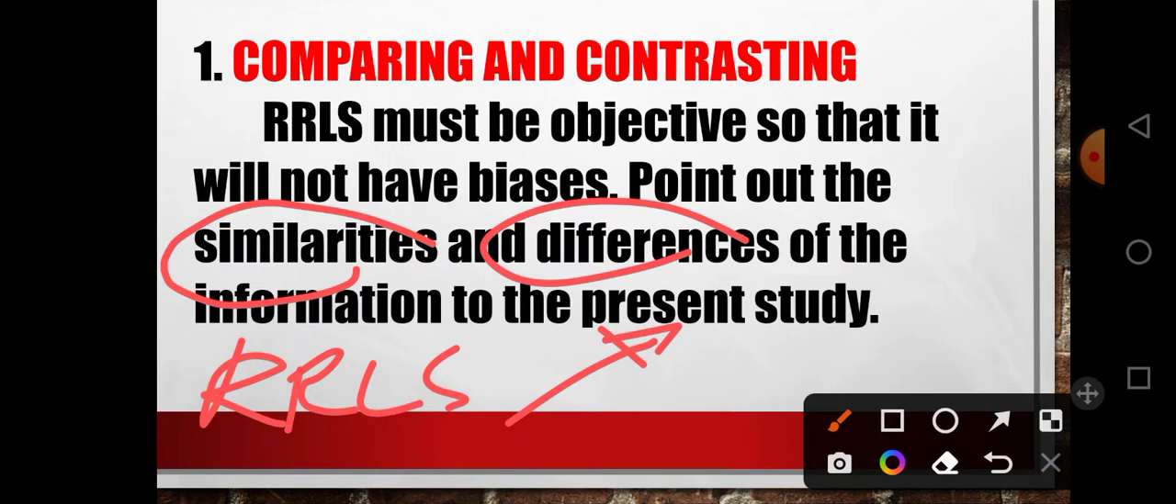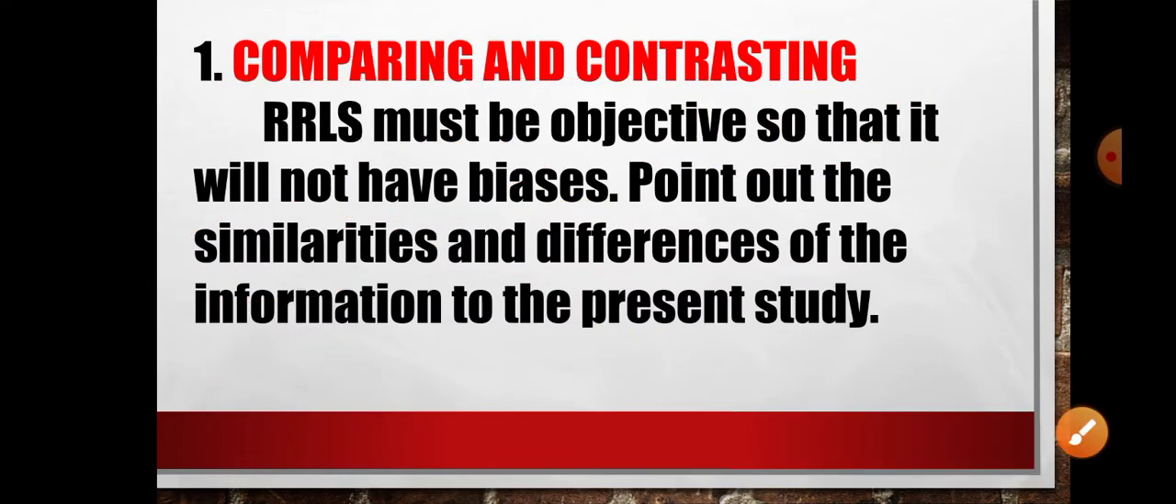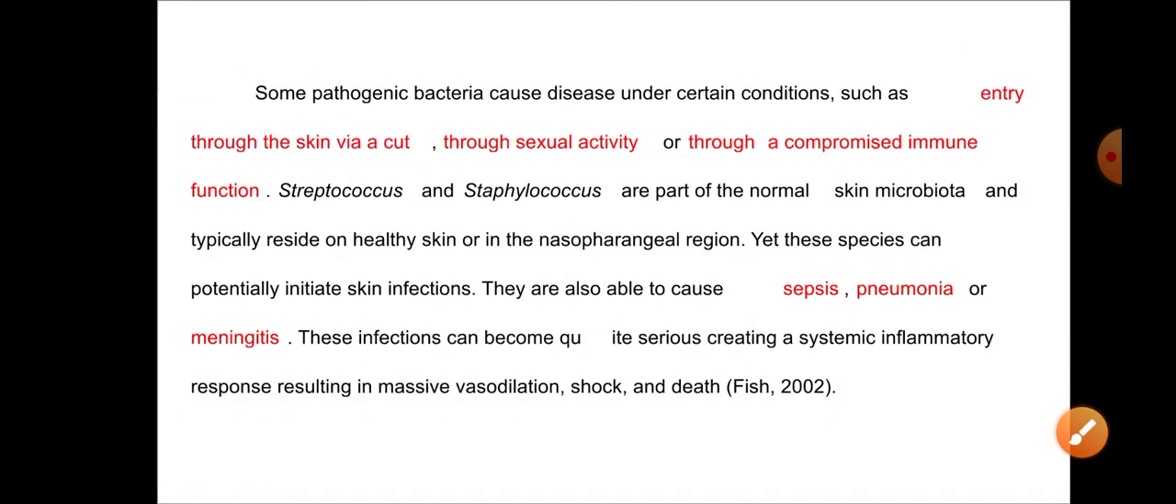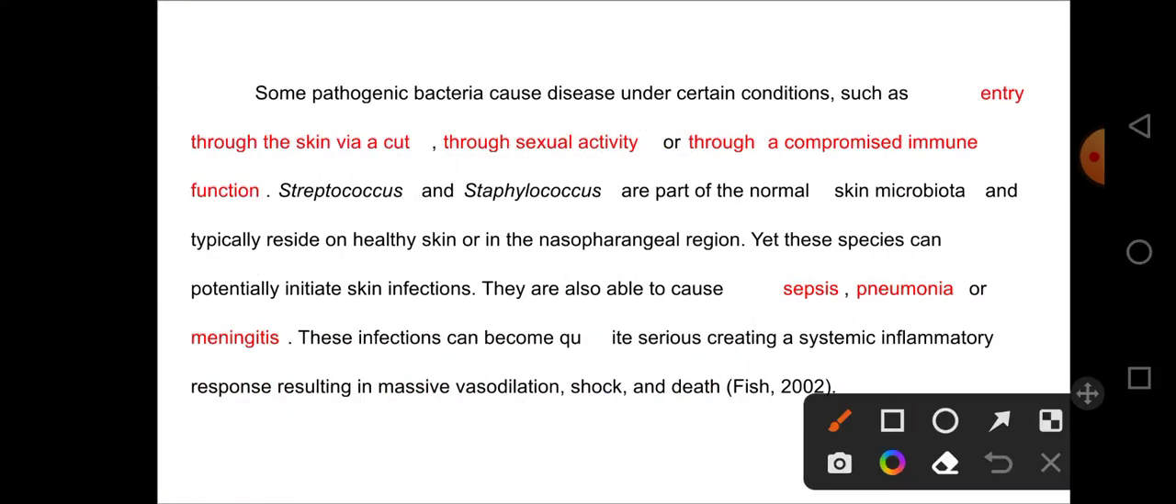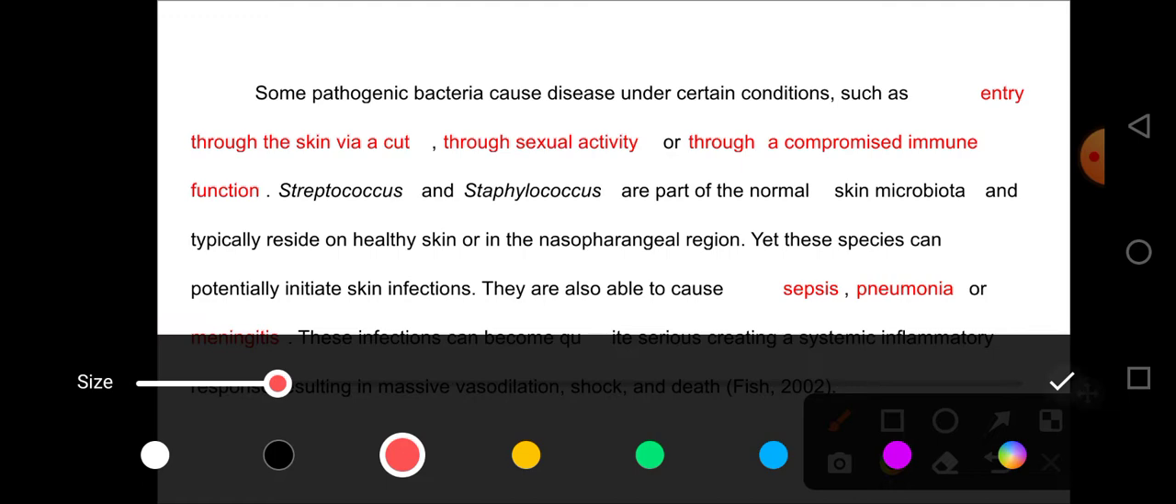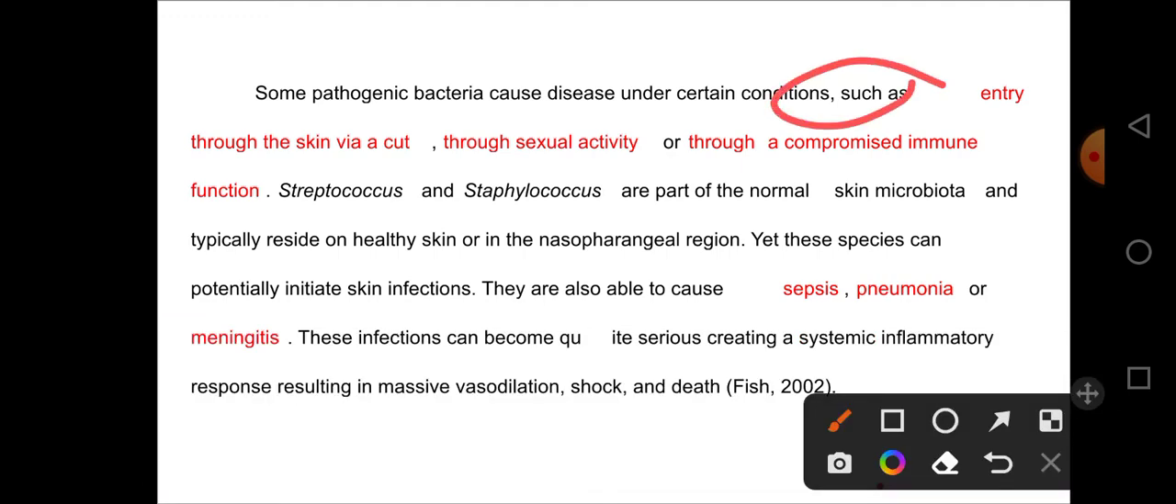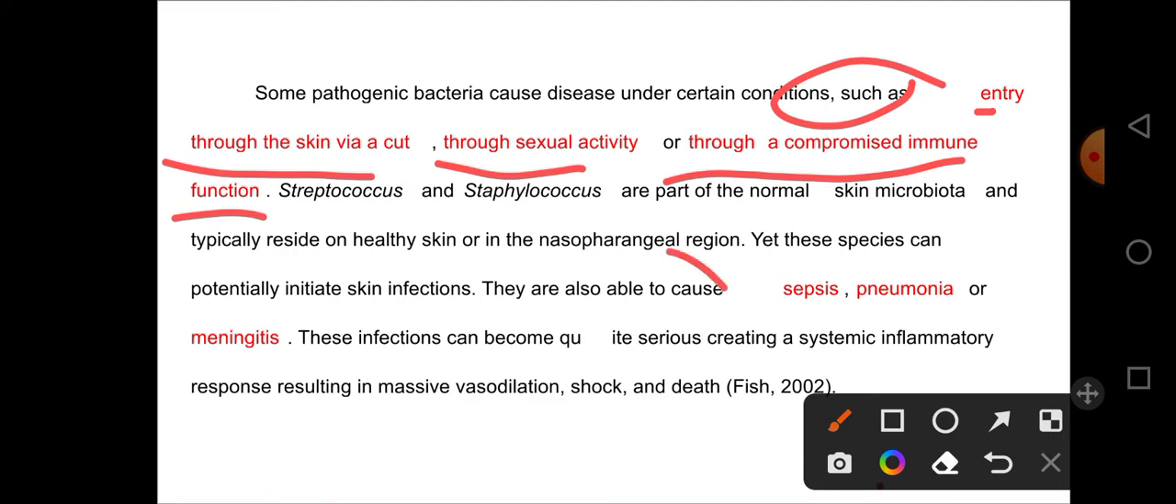To avoid biases, you must compare and contrast. Look for the positive and the negative sides of information. Next, we have this example. Take note of the clue words "such as." We have such as entry through the skin via cut, through sexual activity, through a compromised immune function. Ability to cause the following: sepsis, pneumonia, and meningitis.